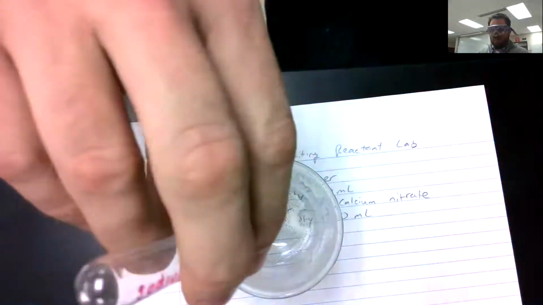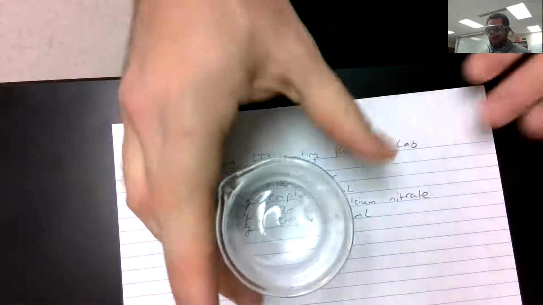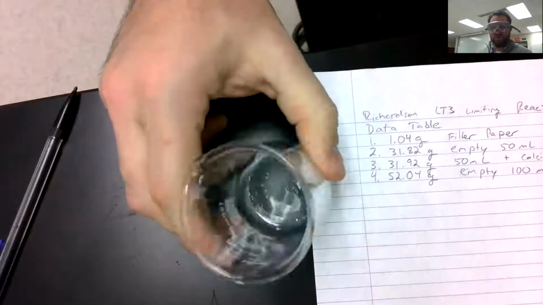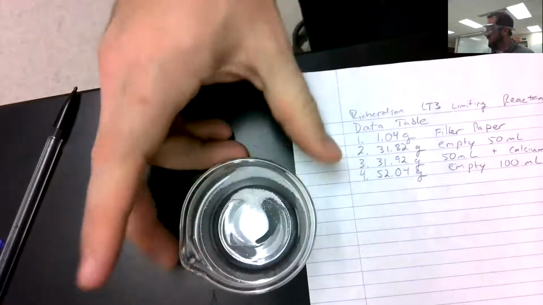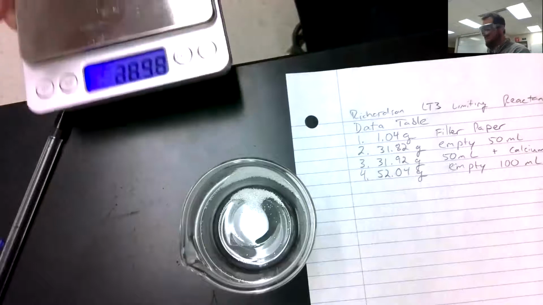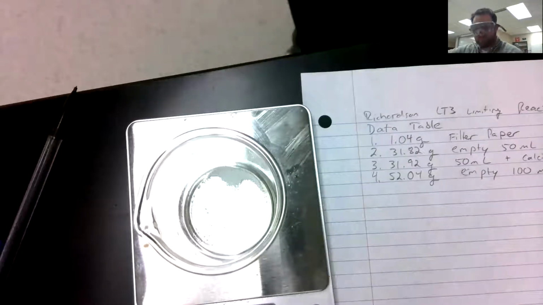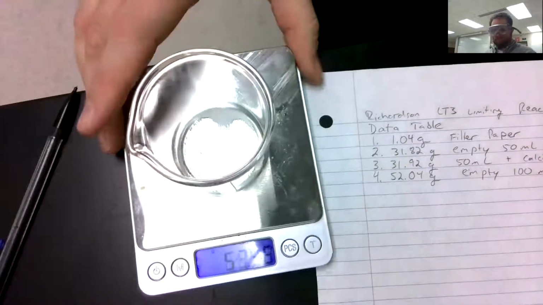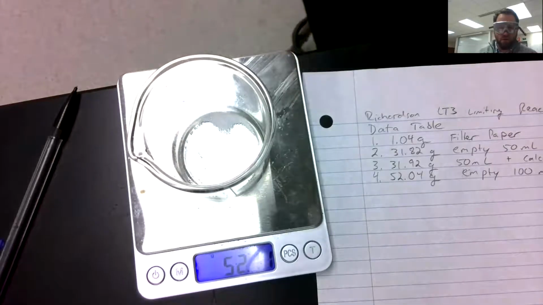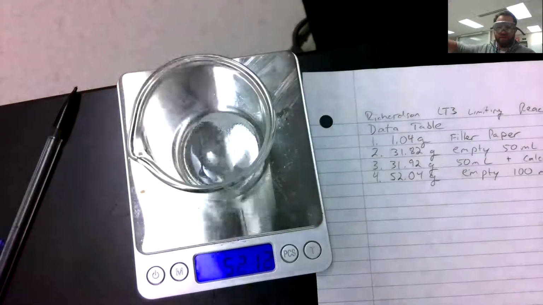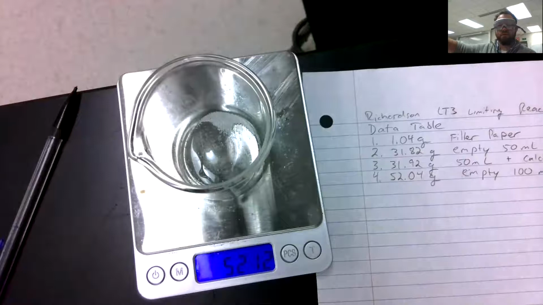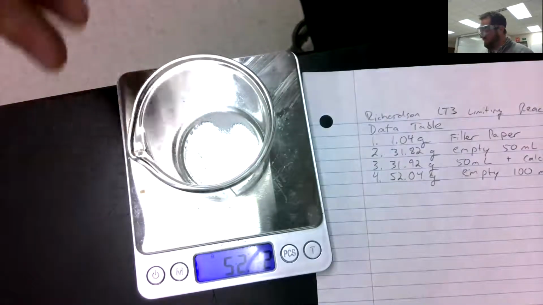I'm going to put this salt. There we go. Got my salt in there. And now I'm going to find the mass of my sodium carbonate. Let that settle for a second here. 52.12 grams.